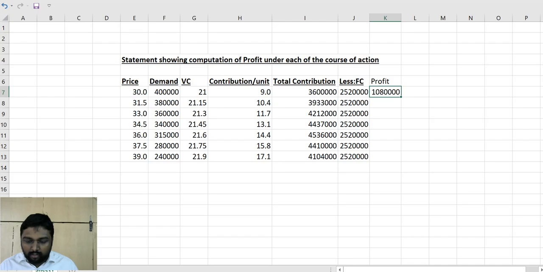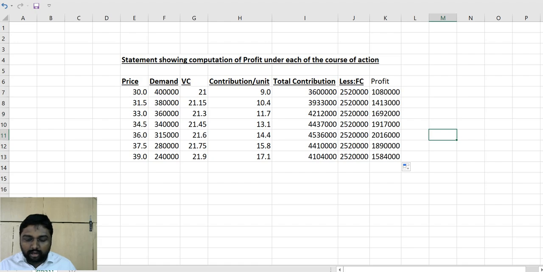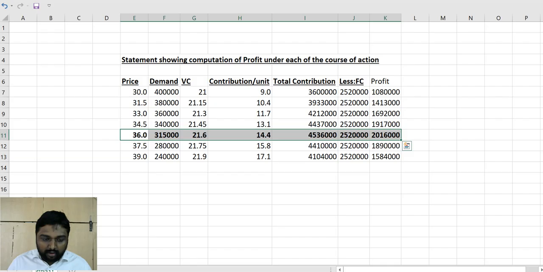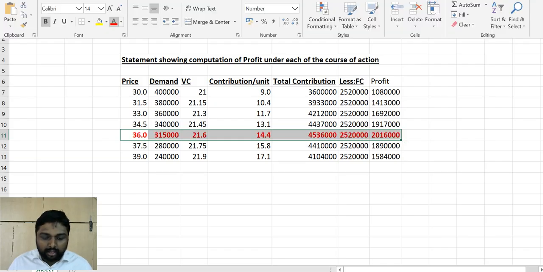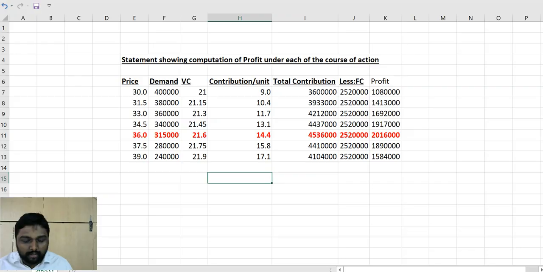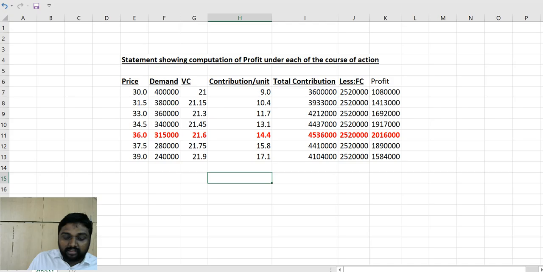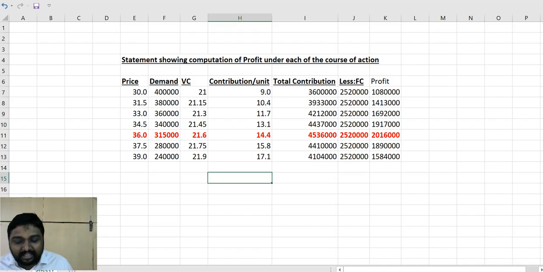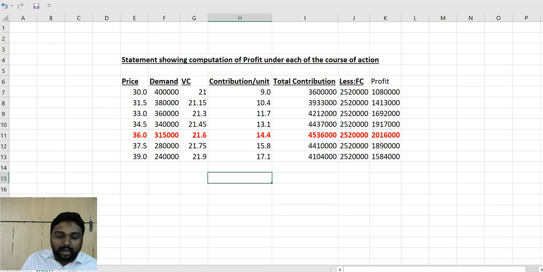Here you get 1 lakh. If you look here, you are getting the highest profit when the price is 36. Only with this option are you getting the highest profit. If you look at the numbers, it is very clear that when the price is 36, you are getting a profit of 20 lakh 60,000. So the answer will be what? 36 is the tentative price. Are you clear?